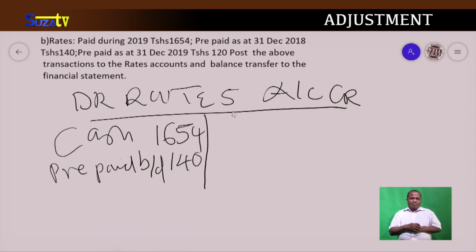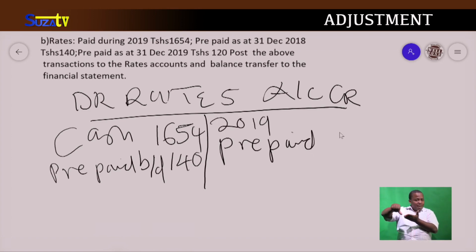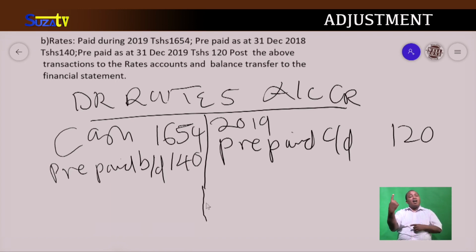You put it on the credit side because this amount has already been shown in the cash received, but the service not used in the current year will be used at the next time. Put here 2019 prepaid CD. How much? 120. Then you should add the debit side.